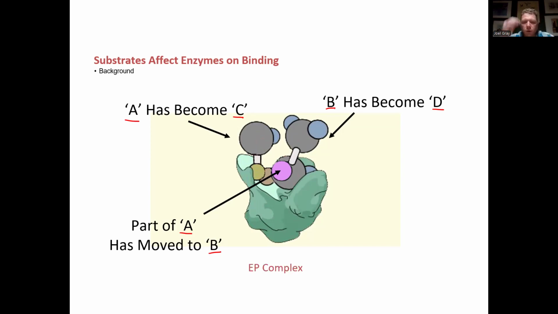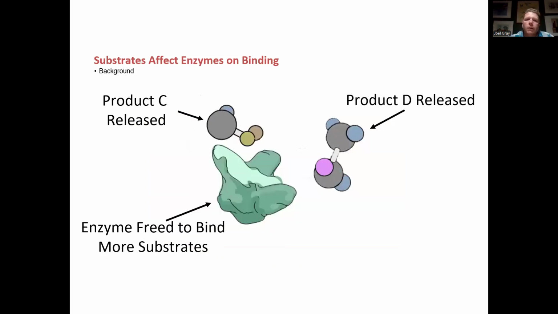Okay, so this is going to be our EP complex. And this is where our enzyme and our product are still bound to one another. Now, our product C is going to be released, and then our product D is also going to be released. Our enzyme has been freed, and it's capable of binding more substrates. So this reaction can begin all over again. So we have our enzyme plus our product.